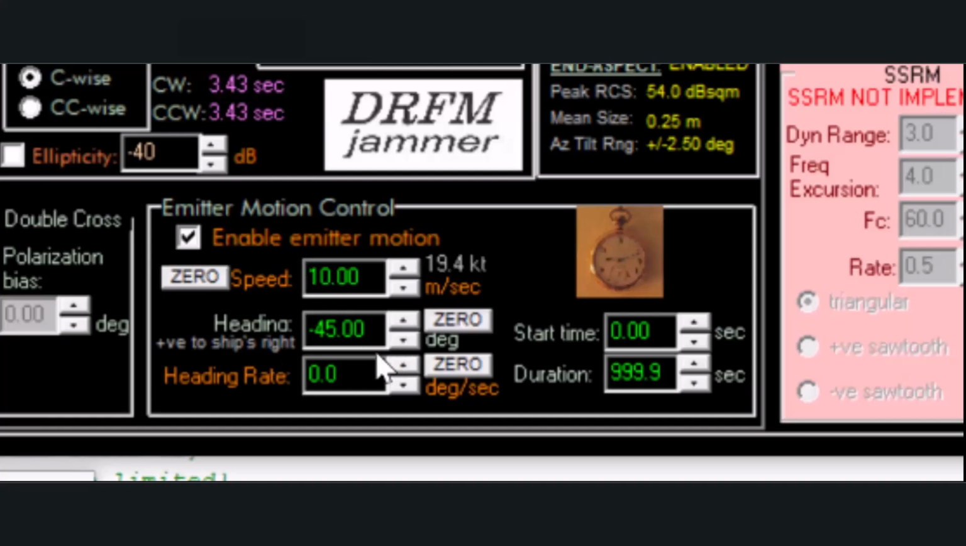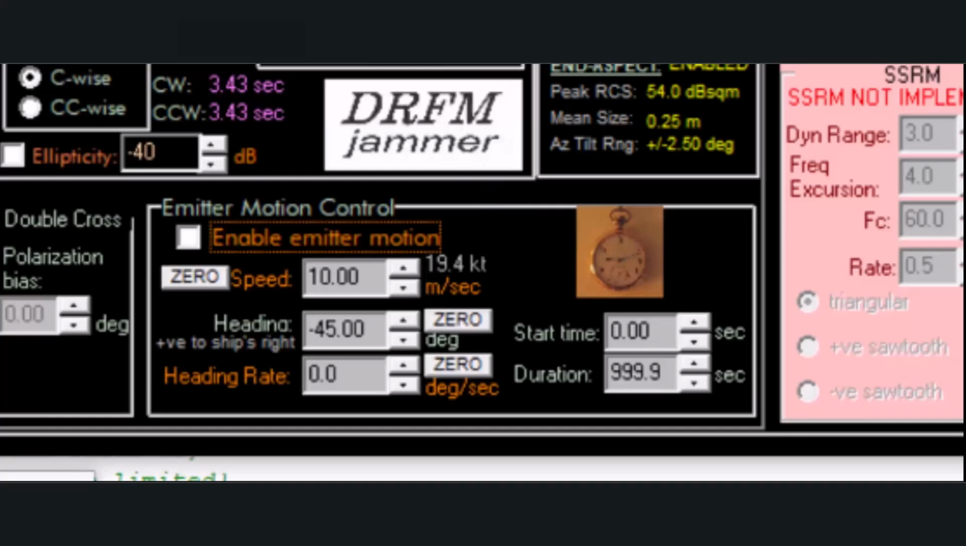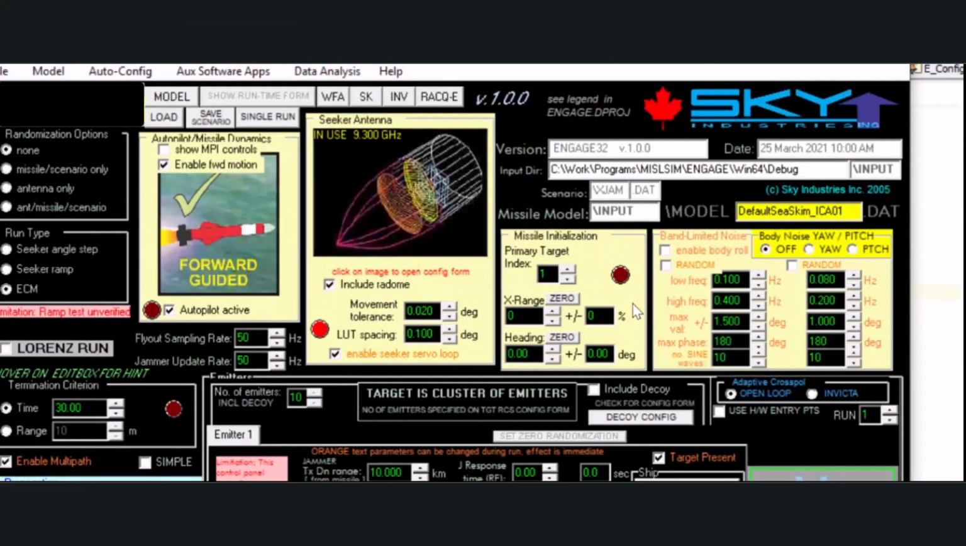Heading, the missile heading, minus 45 degrees, change that. Heading rate, it can be turning. And then there's a start time and a duration for the motion. But we don't want to do that. So anyway, with all that, why don't we just do a run and see what happens? Oh no, we haven't talked about missile initialization. Up here in the top right.